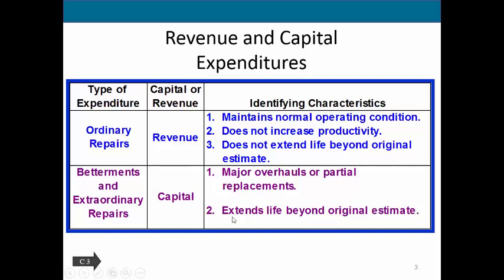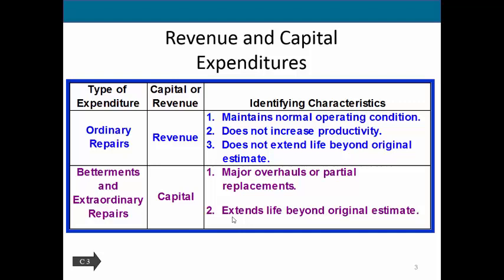So let's think about if we had a building that we purchased a couple years ago, and then we had some type of storm, and we had to totally replace the roof. That is not an ordinary repair. That is a major overhaul or a total replacement of the roof. And when we do that, not only does that have a huge impact on the value of the building, but we're also going to extend the life of that building by increasing the value of the roof that protects it. So that is a capital expenditure.